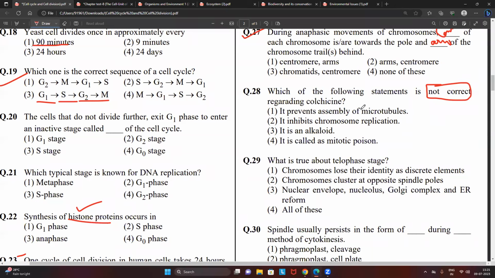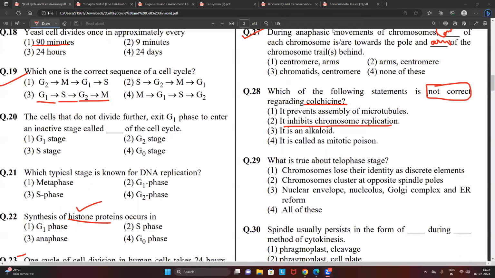Tell me, colchicine is derived from which plant? Colchicine is derived from which plant? Tell me, Seema, colchicine is what kind of secondary metabolite? What is the class? Very good. Colchicine is what, friends? An alkaloid, which is a nitrogen containing compound derived from Colchicum autumnale. Very good. So what is the function? It inhibits the chromosome replication. Anyone given the correct answer?